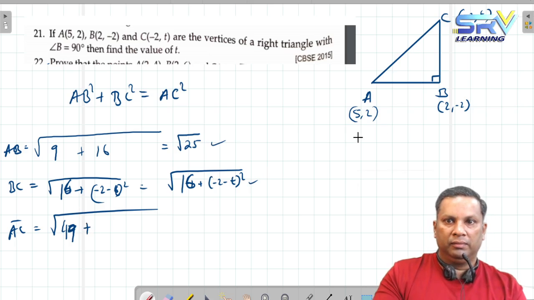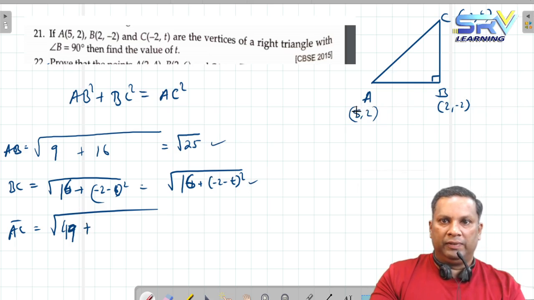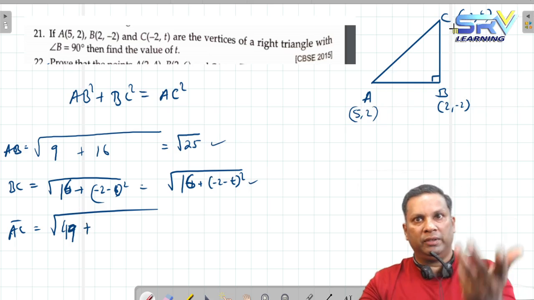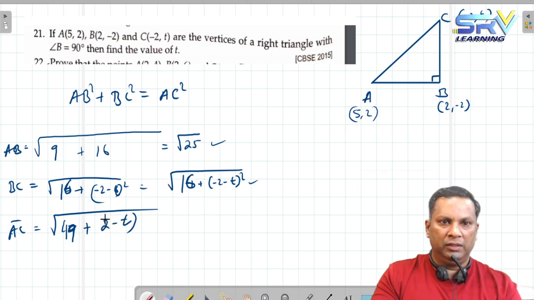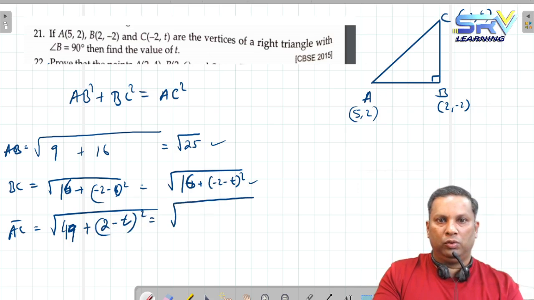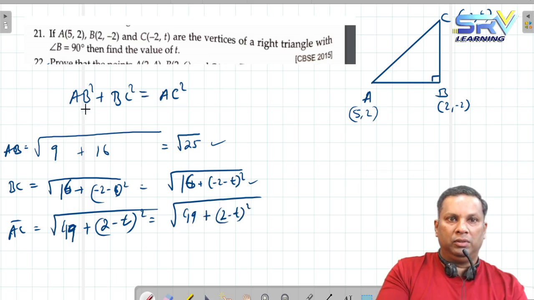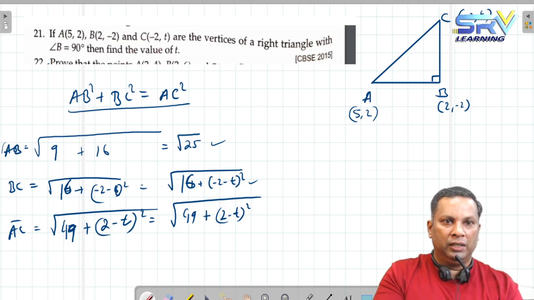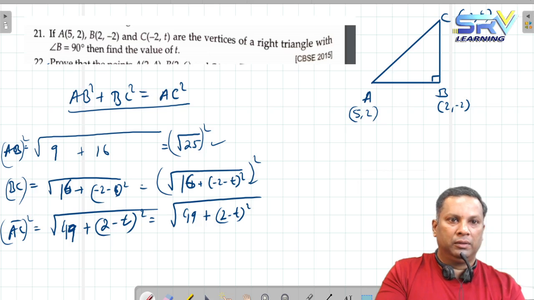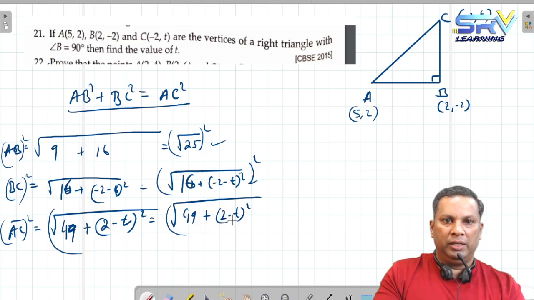Now 49, Y 49? 5 plus 5 minus of minus 2 becomes 7, 7 square is 49, and 2 minus t whole square. So it is root of 49 plus 2 minus t whole square. Now इस फॉर्मूले में डालना है. जैसे ही स्क्वायर करोगे सारे रूट गायब हो जाएंगे. हमें AB स्क्वायर निकालना है, तो AB स्क्वायर will be इसका स्क्वायर, BC स्क्वायर will be इसका स्क्वायर and AC स्क्वायर will be इसका whole square.